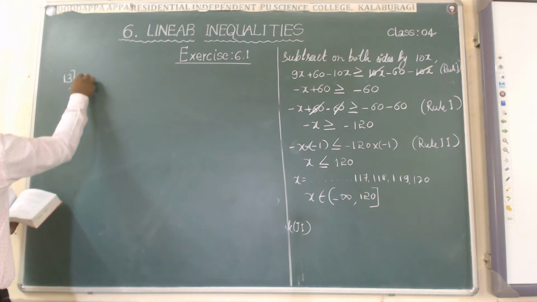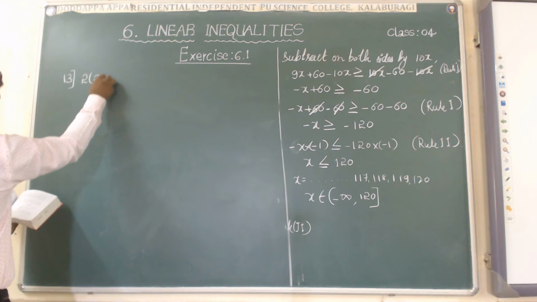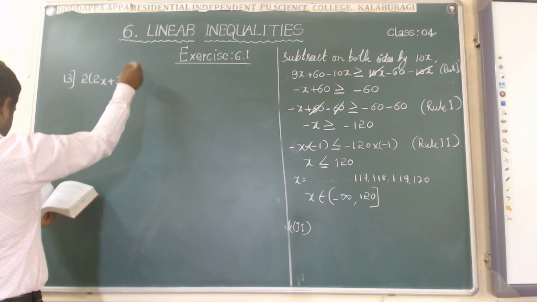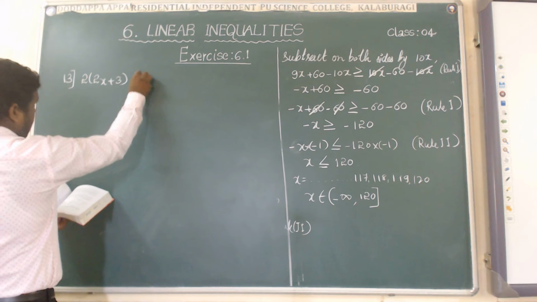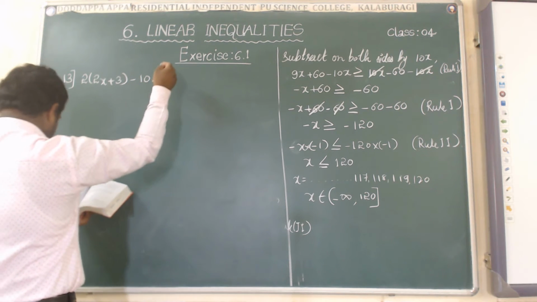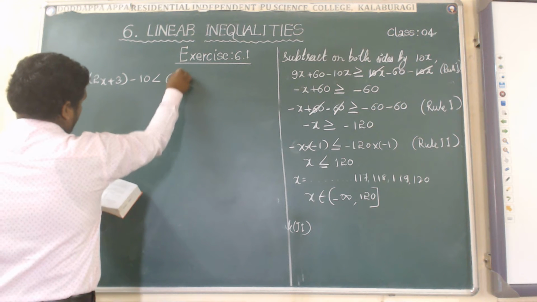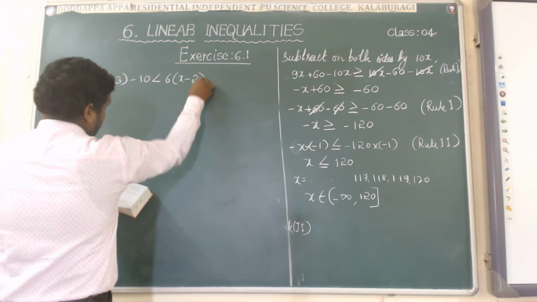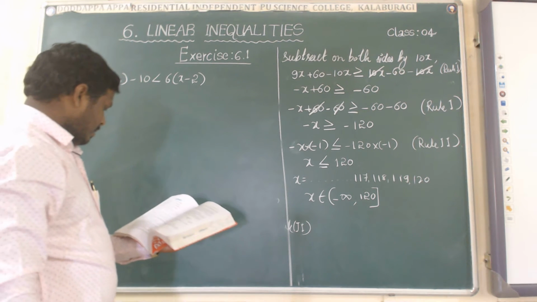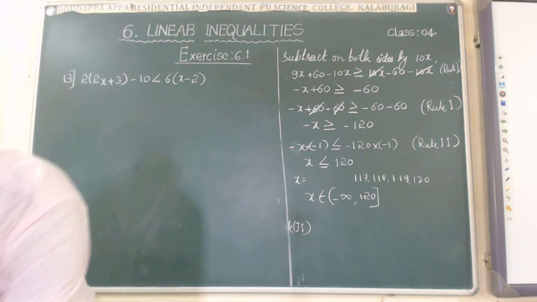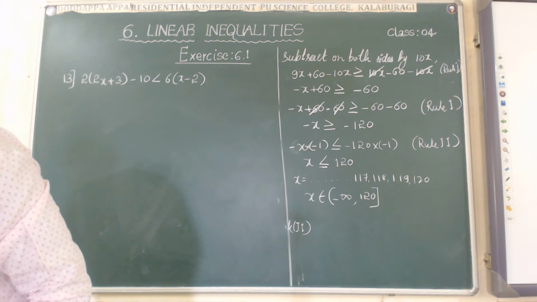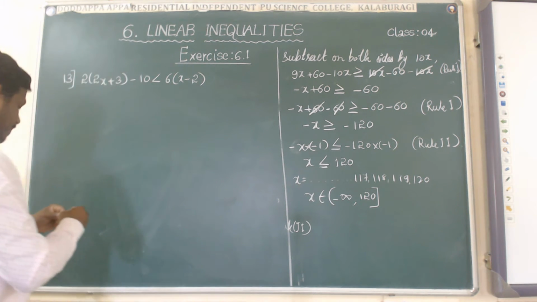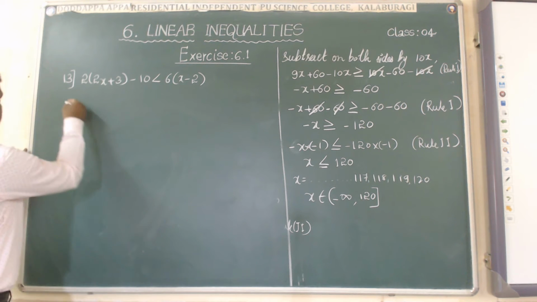That is 2 of (2x plus 3) minus 10 is less than 6 of (x minus 2). Yes, this is the given question. We have to simplify and find the value of x. Here x is a real number. Okay, come to the solution of this one.